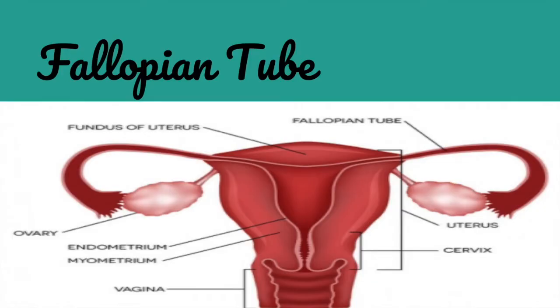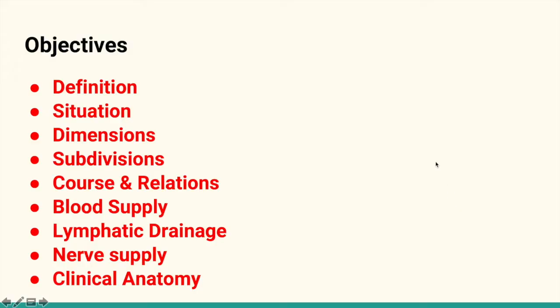Hello friends, today we'll know about the fallopian tube. This is the uterus having a pair of fallopian tubes on either side, and these are the ovaries. So the topic fallopian tube can be studied under the following subheadings: definition, situation, dimensions, subdivisions, course and relations, blood supply, lymphatic drainage, nerve supply, and clinical anatomy.